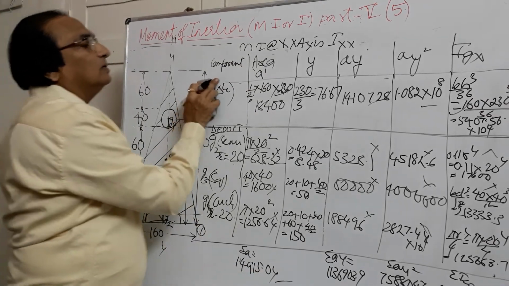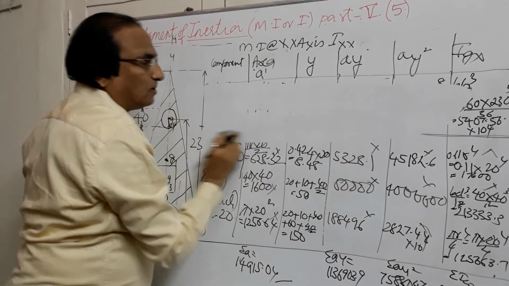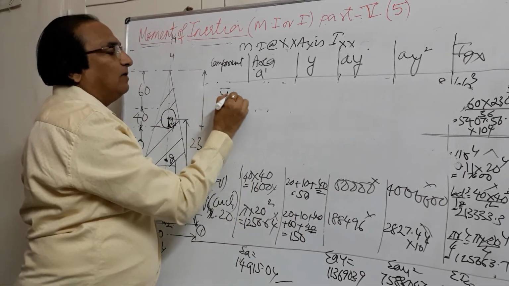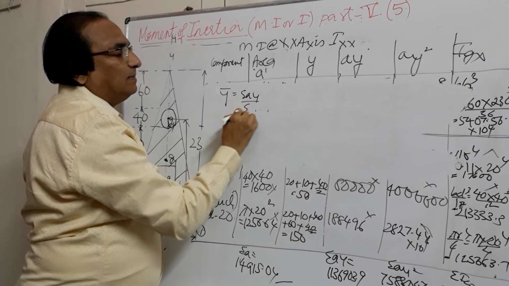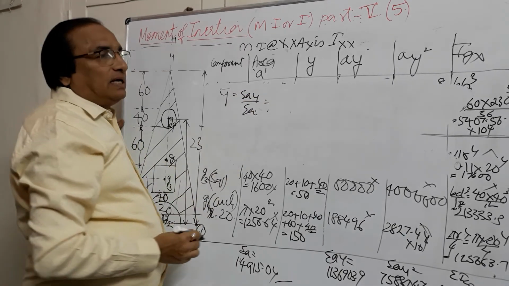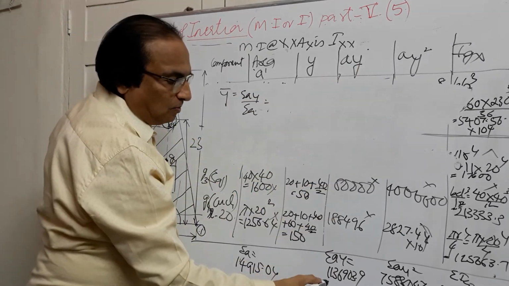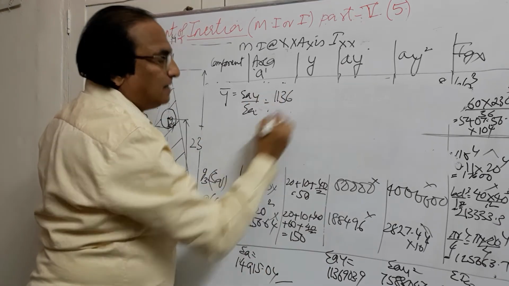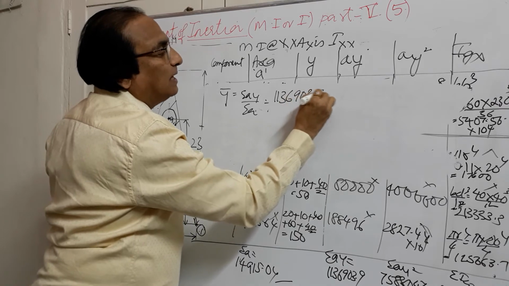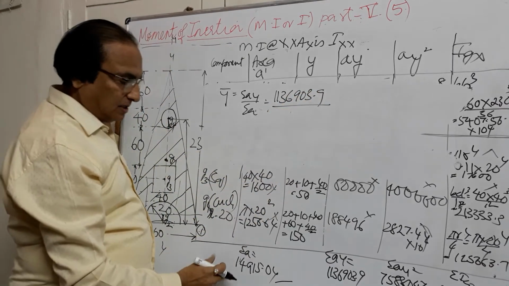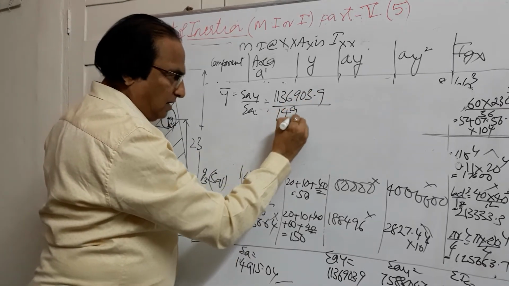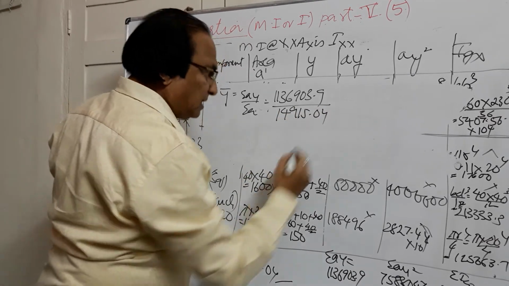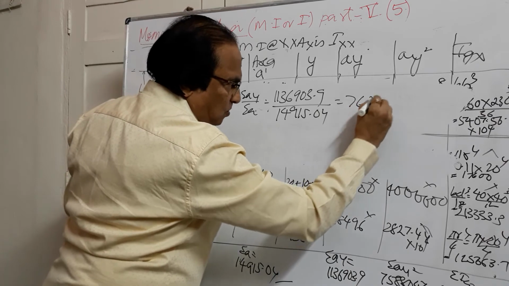Now once you find out these values, you can go for moment of inertia over the x-axis. First we will have to find out y bar, which is equal to sigma ay by sigma a. So this sigma ay is 113,903.9 divided by the area, which is 14915.04. If you solve for this, you get 76.22 mm.